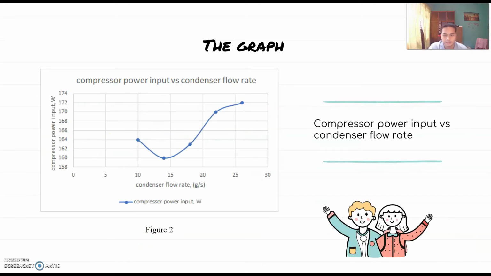For the next, figure 2 is the compressor power input versus condenser flow rate graph. The blue line is based on the data given.